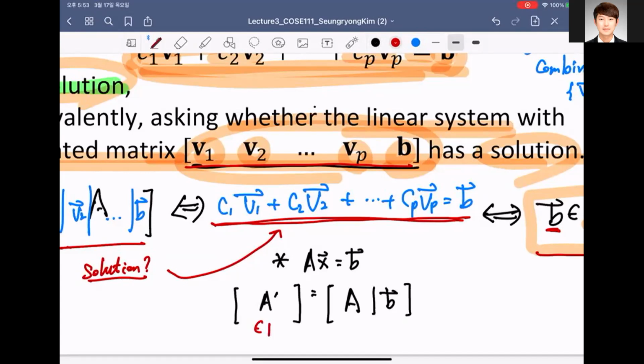For example, if A prime is in n by m space, then A is the coefficient matrix of the linear system, in R n by m minus 1, and b is in R n by 1. 이렇게 표현할 수 있겠죠, 그렇죠? This is the right hand side, and this is the coefficient matrix of the linear system. Right?